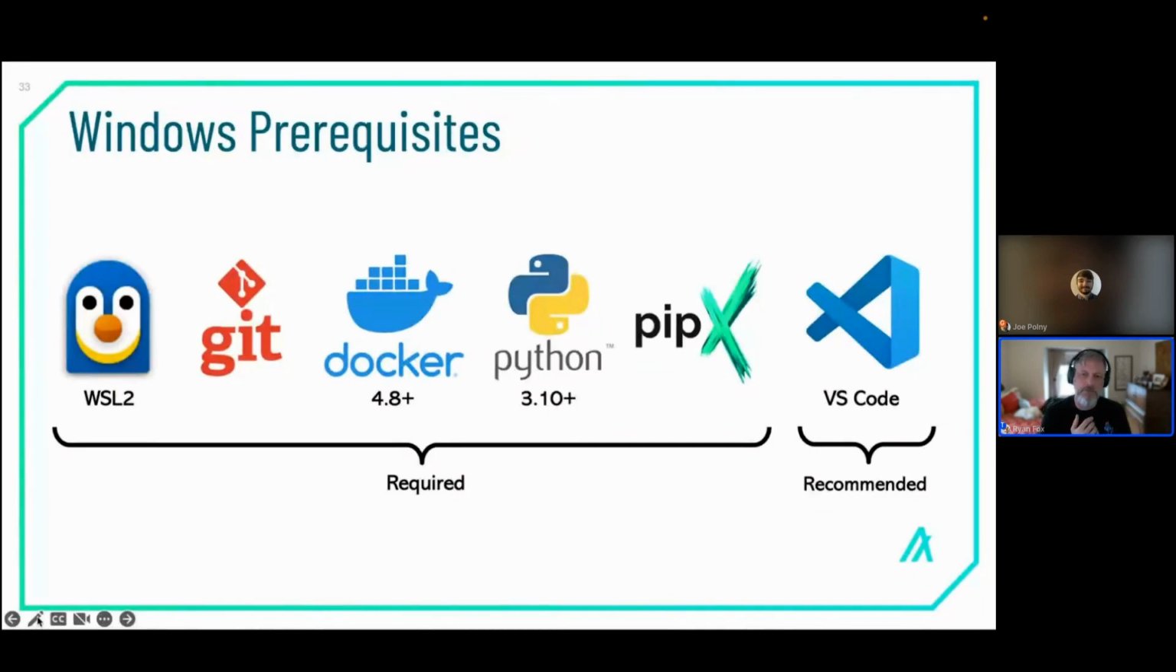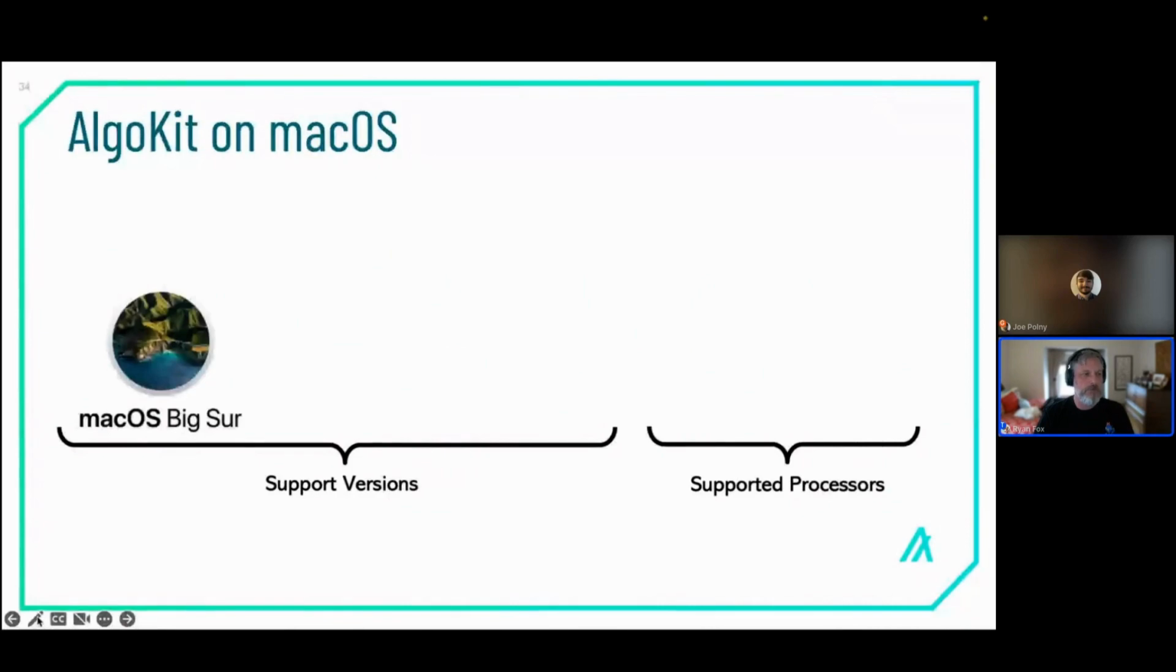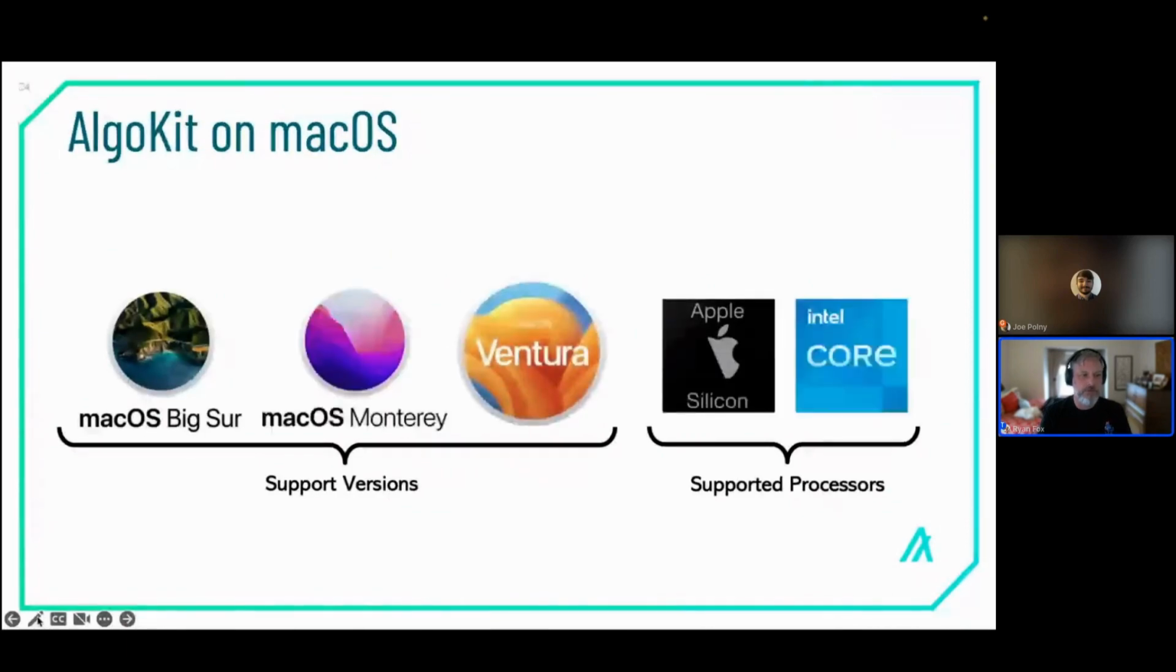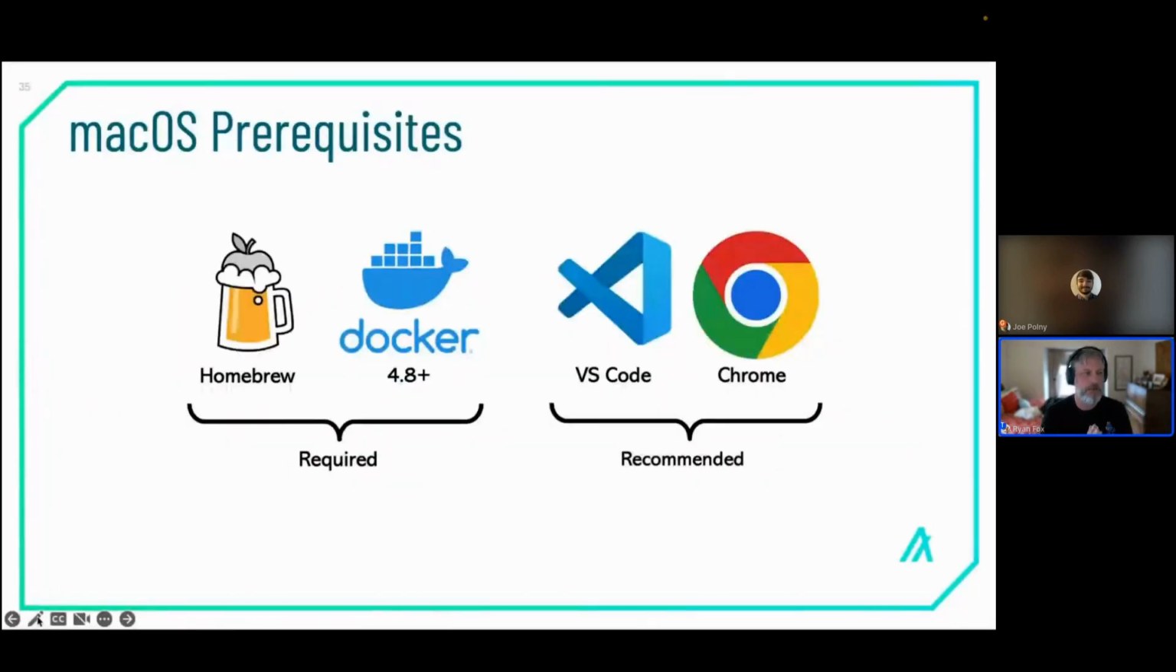We highly recommend that you're using VS Code because we've got lots of great interfaces built in for AlgoKit using VS Code. On Mac OS, you can use it on the 3 most recent versions of Mac OS, so Big Sur, Monterey, and Ventura, and you can use it either on Apple Silicon or the Intel processors. No problem there. Prerequisites for installing AlgoKit on Mac OS are going to simply be Homebrew and Docker.